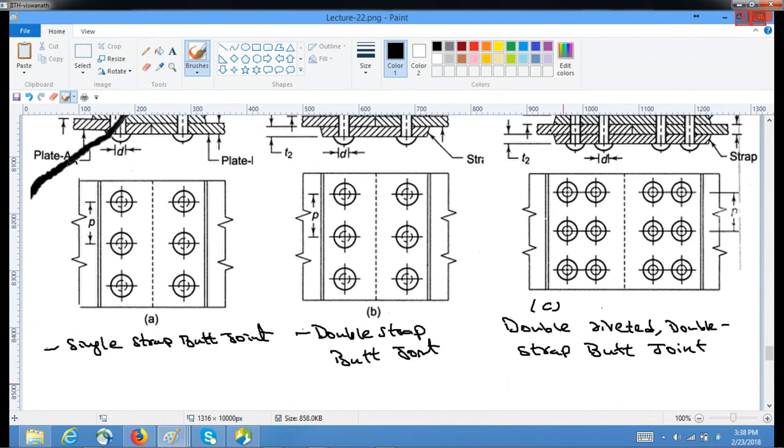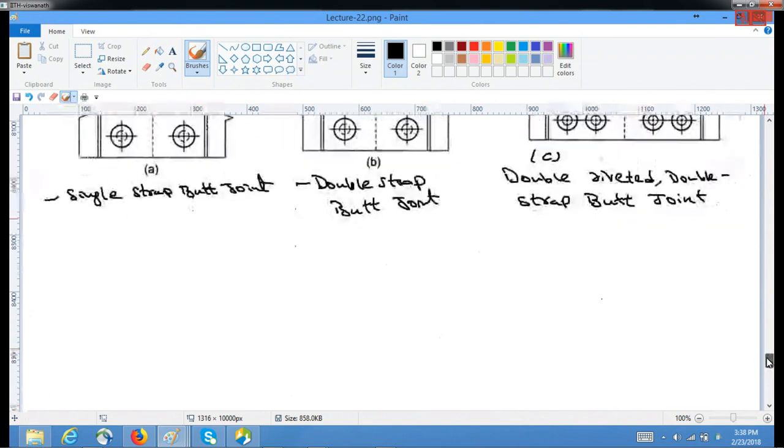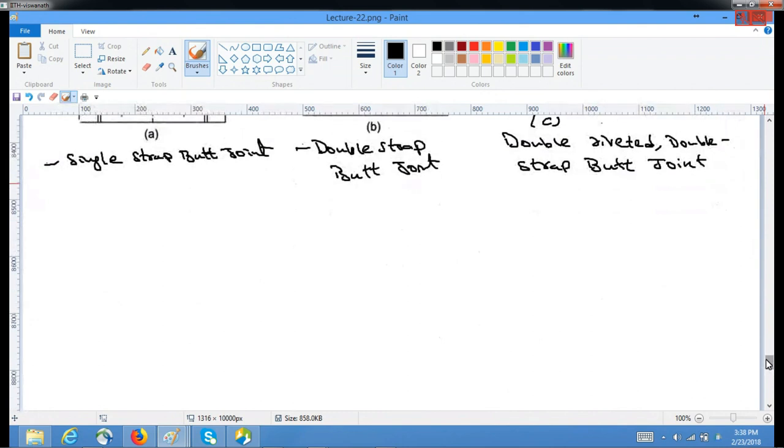So this is kind of things. And in the double strap, you can have a different kind of a framework. Generally, what they use is a diamond kind of a pattern, which is more popular in terms of bridges, where they provide this kind of a butt joint with a diamond in shape.